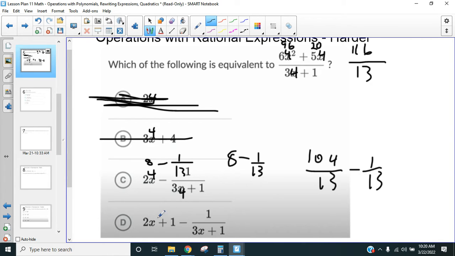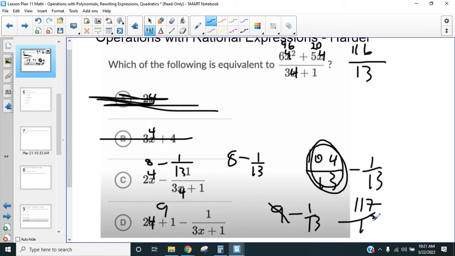Let's double check it. Ready? Plug in 4. 4 times 2 is 8, 8 plus 1 is 9. This is 1/13, we just had that. So now we got 9 minus 1/13. Well, this was 8. So then 9 must be 13 more of those. So we're going to have 117 over 13 minus 1/13, which looks a lot like that guy right there.